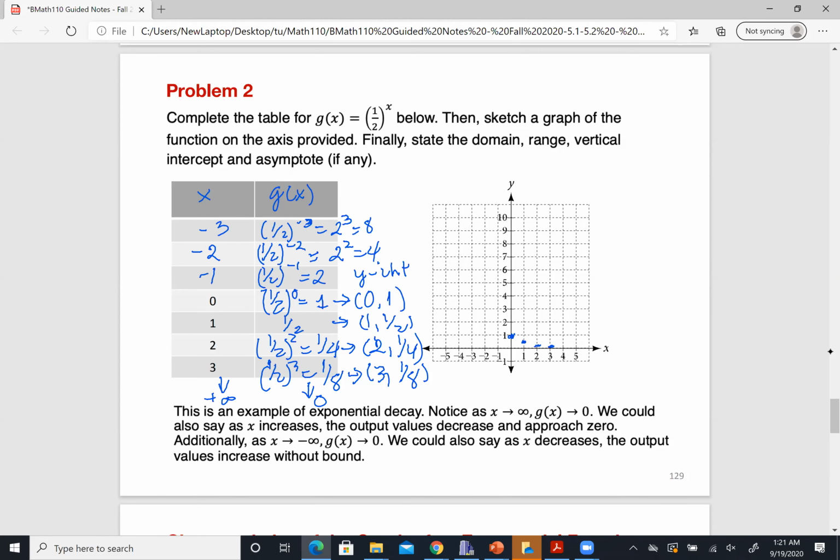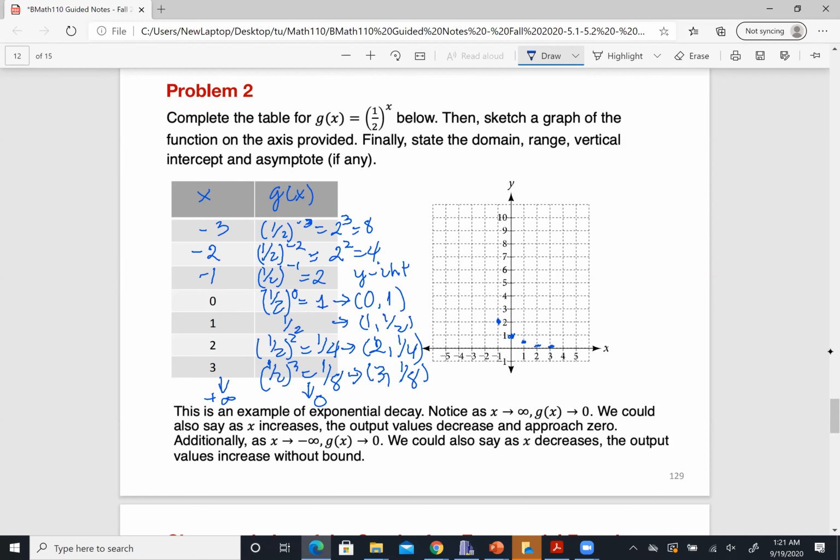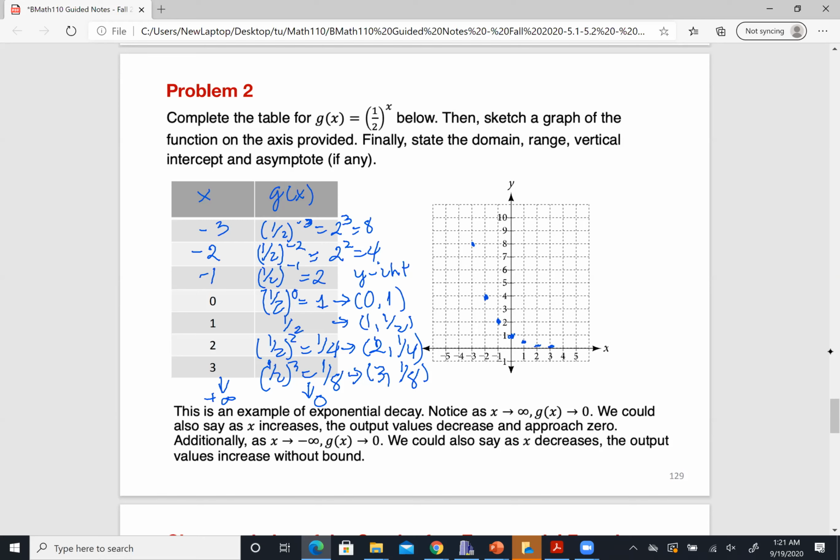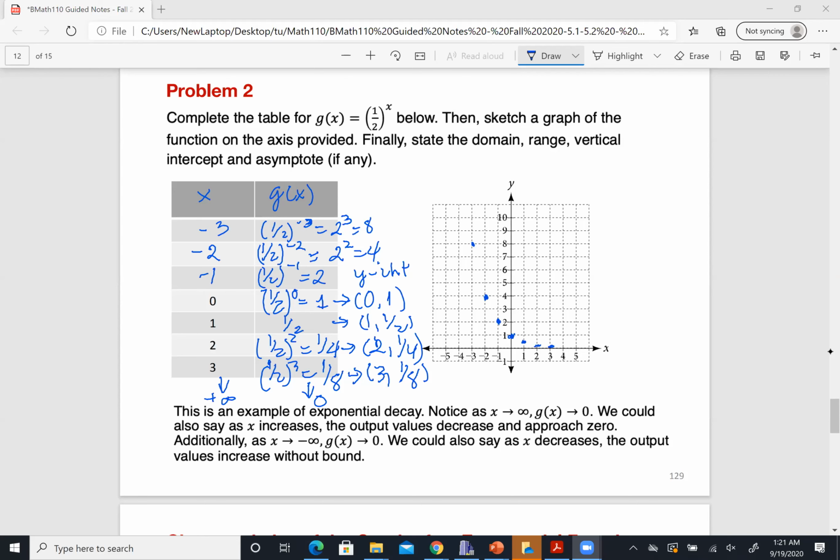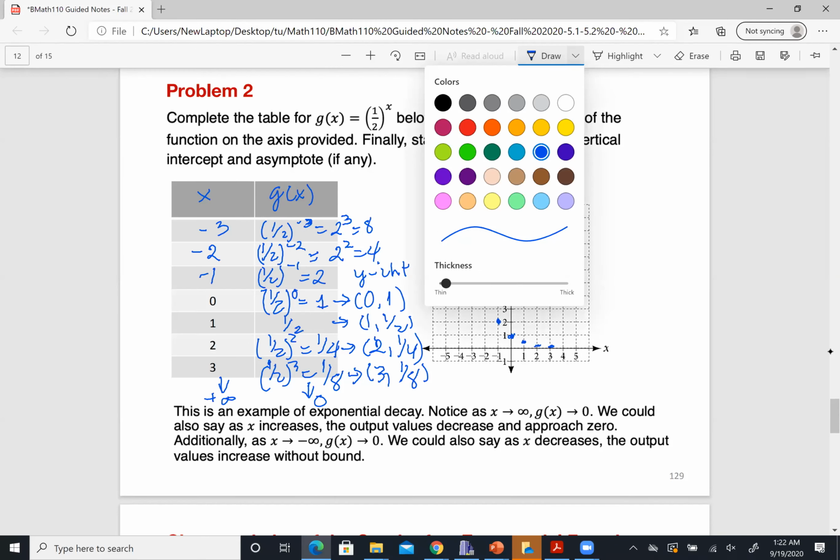So now you have the points -1 and 2, -2 and 4, and one more point, -3 and 8. And then now you're going to use another color.